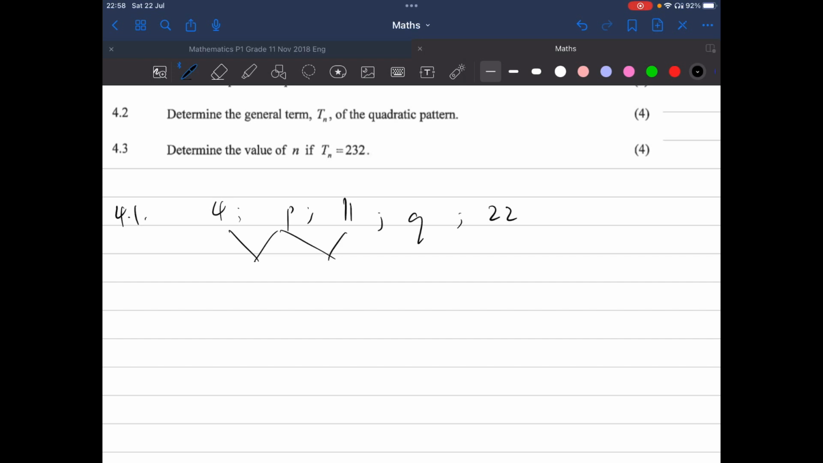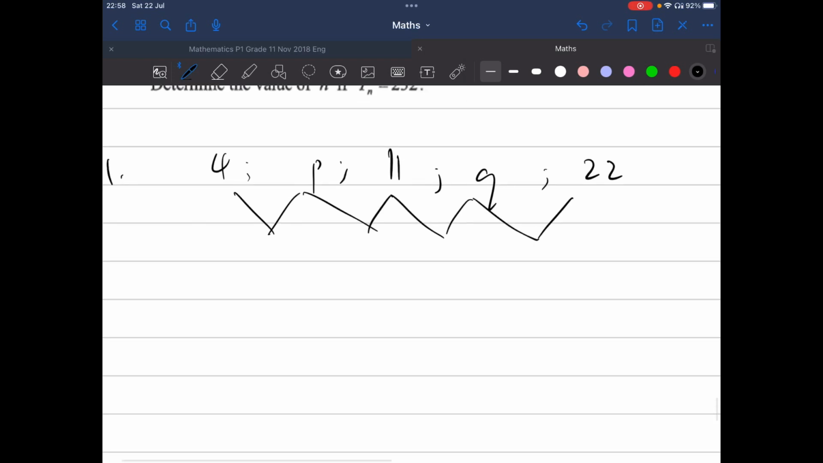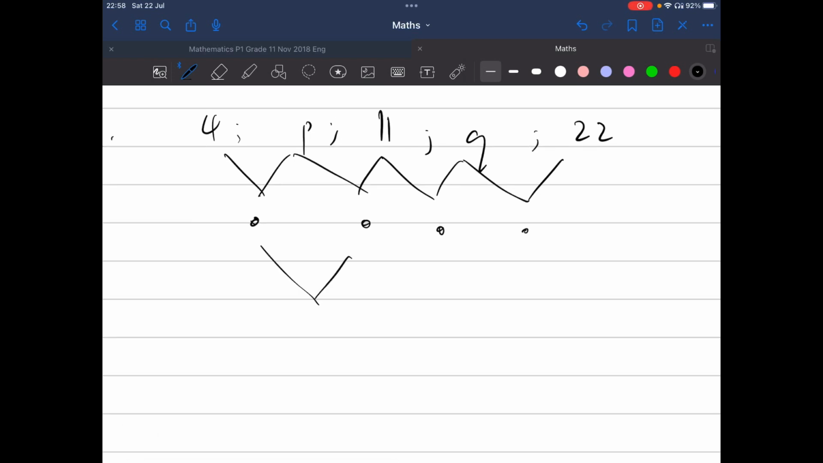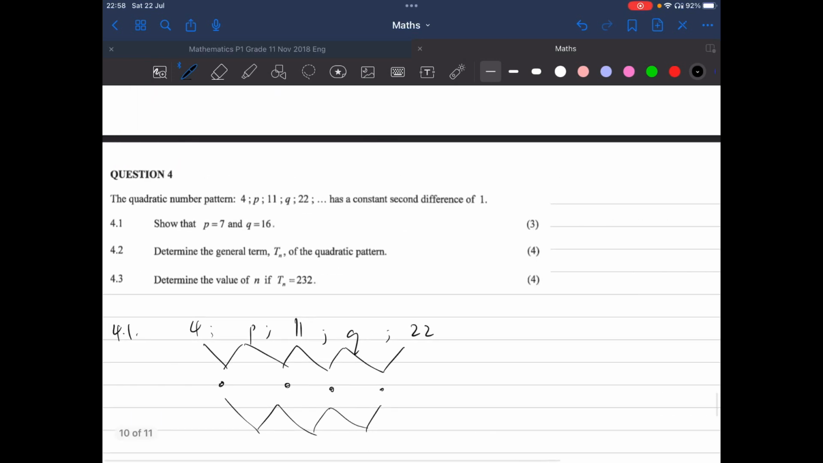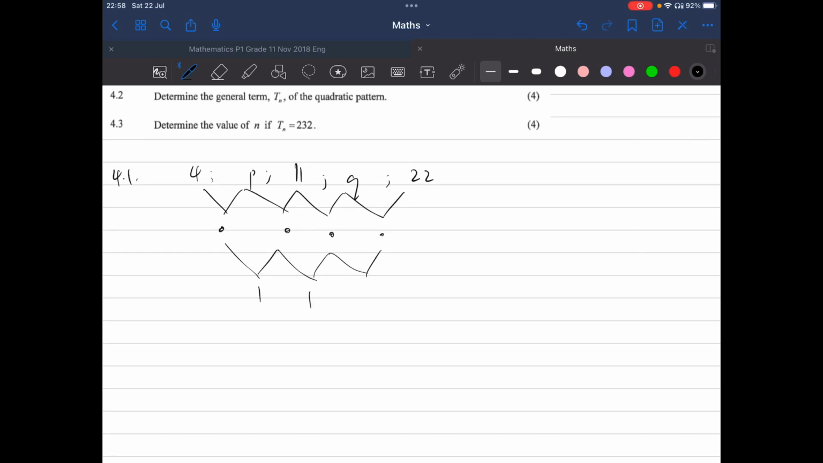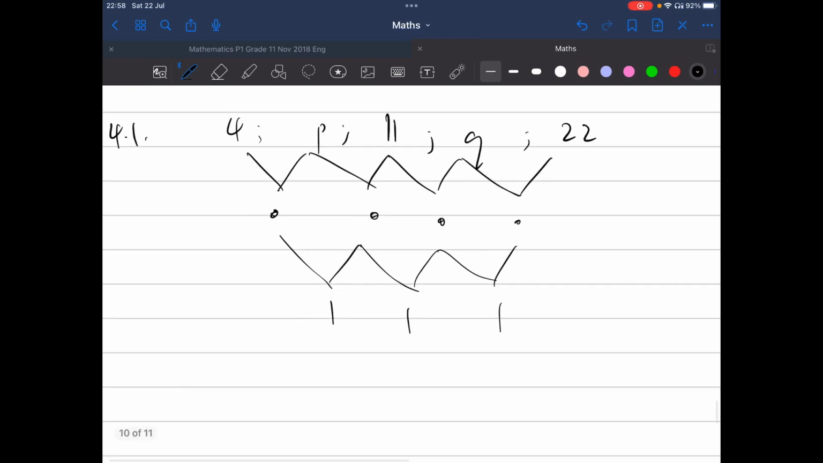Okay, so let's do this. Okay, and now I'm gonna have some number here. I'm gonna have some number here. I'm gonna have some number here, which is the difference of these, and some number there, right? And our constant second difference is 1. Okay, so let's think now.